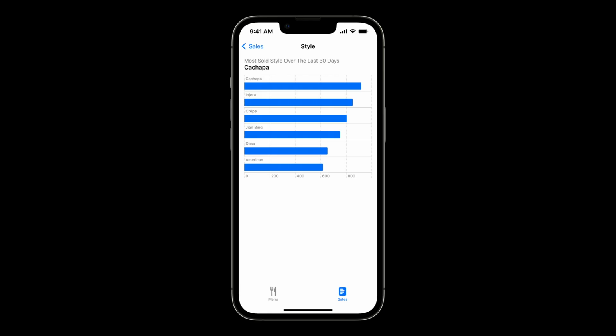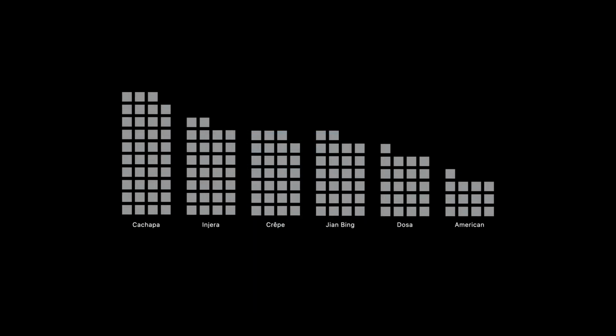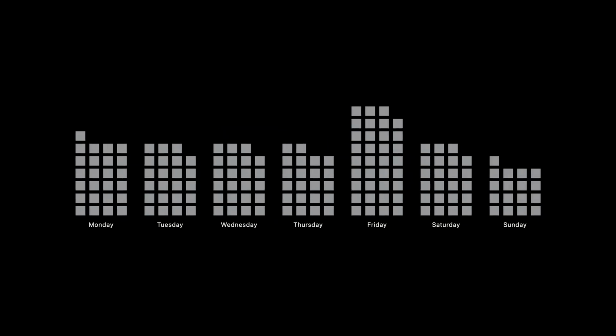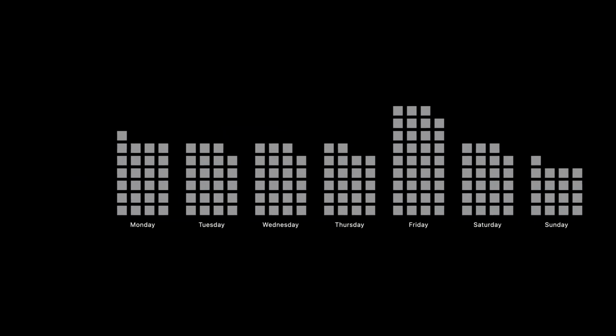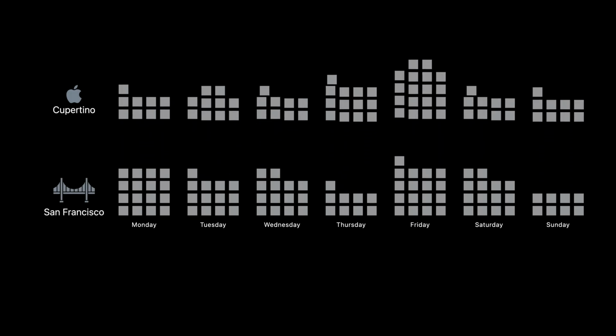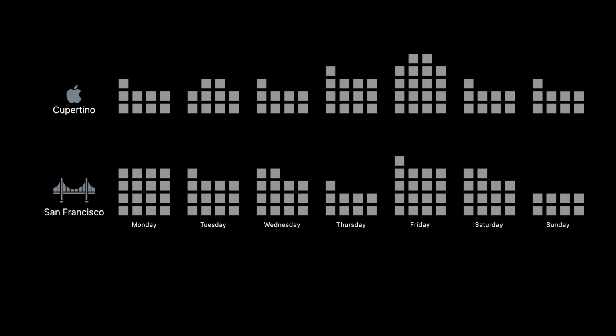We just used Swift Charts to add an informative and accessible chart to the food truck app. The chart shows how many pancakes the truck sold of each style. Besides the summaries of each style of pancake, the food truck also has per-day sales data. The truck can park in Cupertino and San Francisco. We want to help the food truck know where to park on different days of the week.